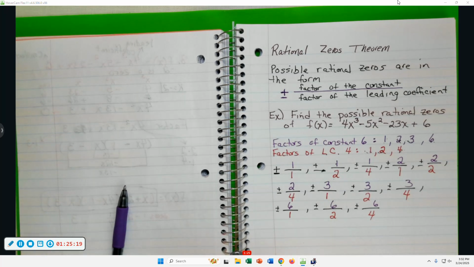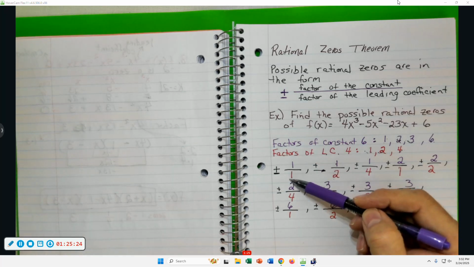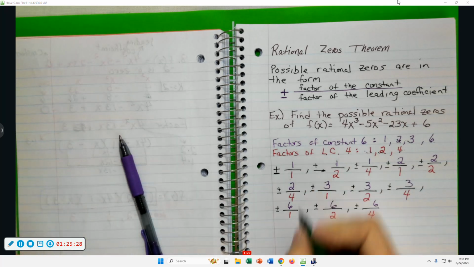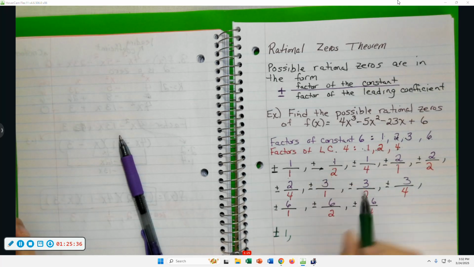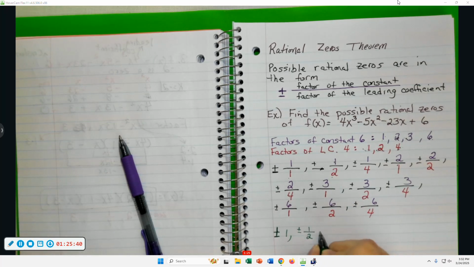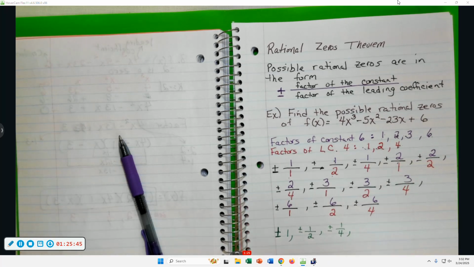Okay? After this one, I'll stop. Like if it's 1 over 1, I won't write that. I'll just write what? What do you think I'll write instead of 1 over 1? Yeah, plus minus 1. That was this one. Then plus minus a half. I'm going through reducing any fractions that need reducing. And 1/4. So y'all caught up. 1 over 1 is 1. 1/2. 1/4.